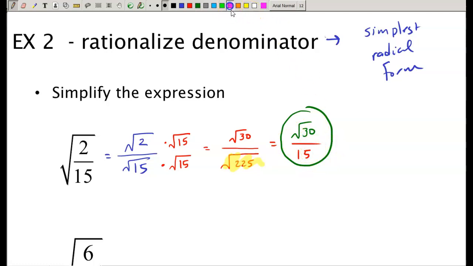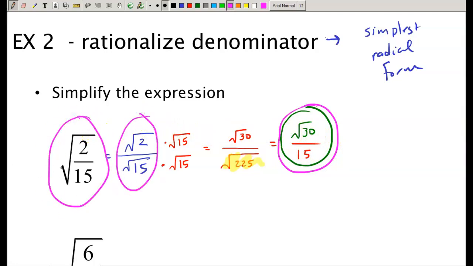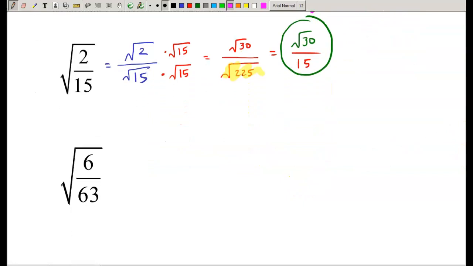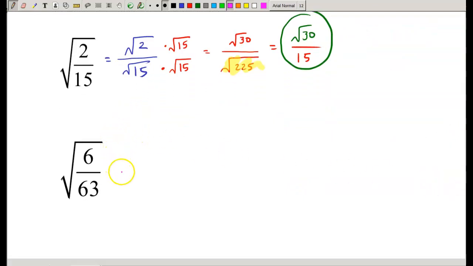Important to realize here that this value, whatever the approximate value is in your calculator, is the same thing as this, which is the same thing as this. All we're doing is switching the form of this value. We're switching the way that we write it to fit this definition of simplest radical form. You can see that we don't have a radical on the bottom anymore, and therefore it fits that definition. So let's try another one. If I have the square root of 6 over 63, I would use the quotient property to say this is root 6 over root 63. That's another way to write this problem.